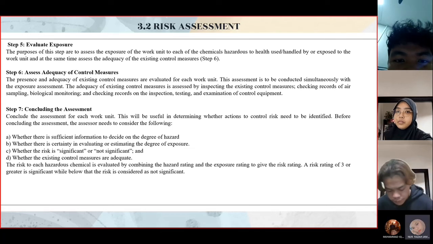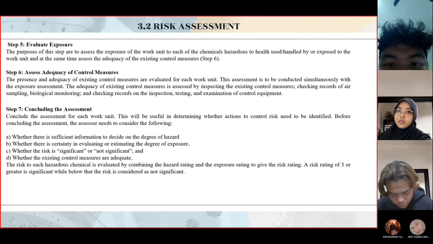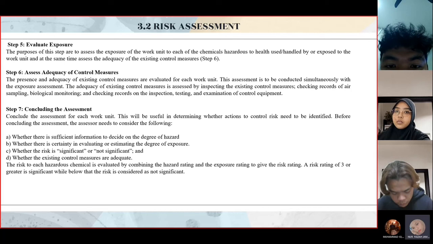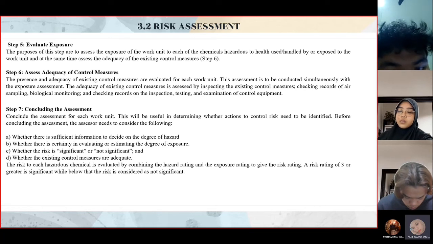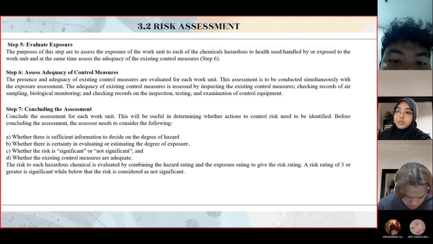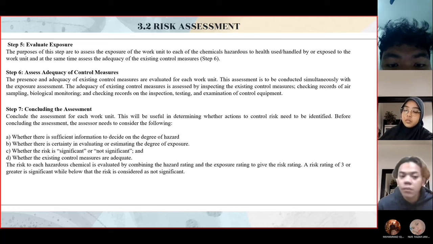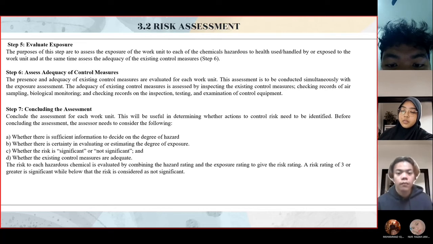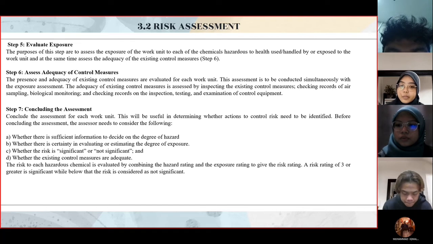Step 7. Conclude the assessment for each work unit. This will be useful in determining whether action to control risk needs to be identified before concluding the assessment. The assessor needs to consider the following. A. Whether there is sufficient information to decide on the degree of hazard. B. Whether there is certainty in evaluating or estimating the degree of exposure. C. Whether the risk is significant or not significant. D. Whether the existing control measures are adequate.